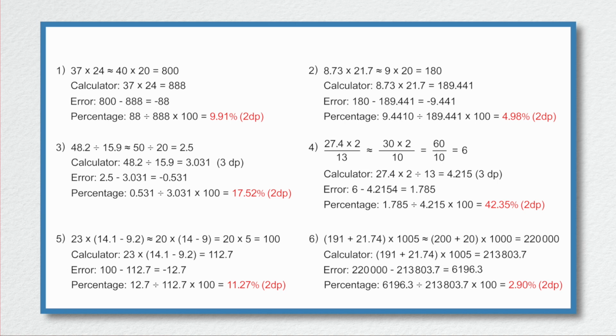So there's a brief look at estimating calculations by rounding the numbers primarily to one significant figure. In the next video, as promised, I'm going to be returning to errors and looking at writing the range of possible values from a given rounded value using inequalities.